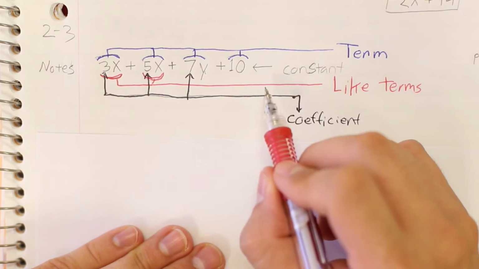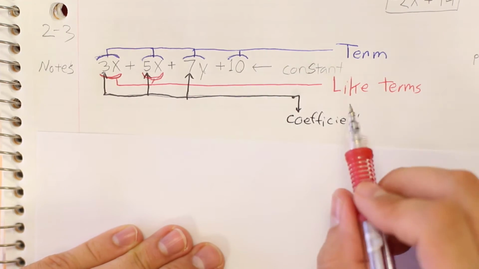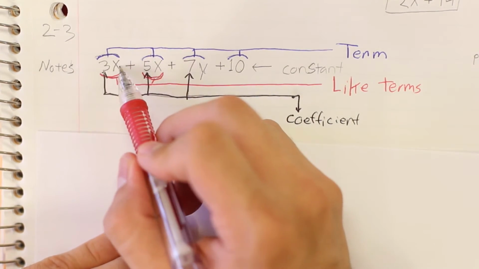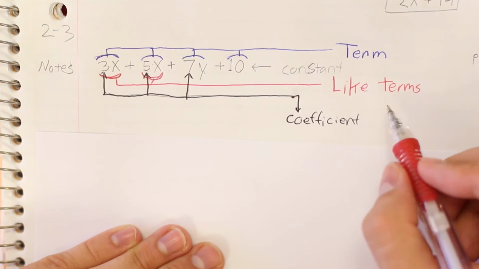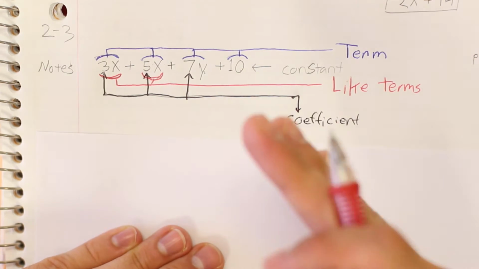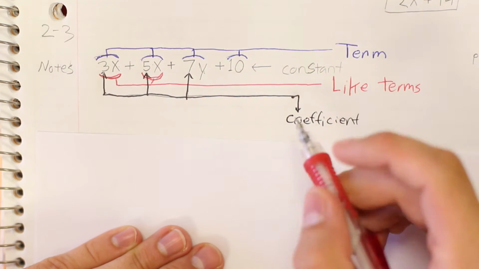T-E-R-M, term. So these are terms. There are 4 terms right here. The red right here is saying that the 3x and 5x are like terms. You might want to make a note of this or just pay attention. You can maybe make a note of it later, but like terms can be added together, okay?